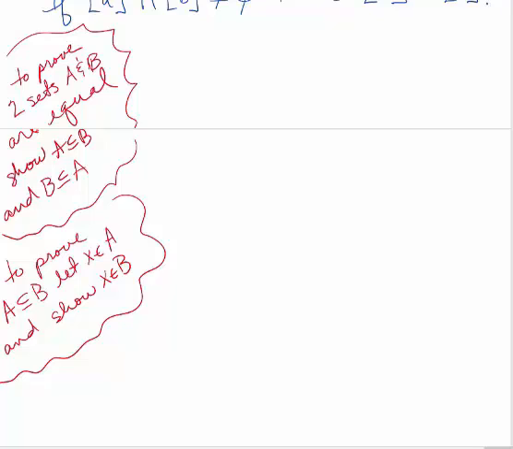So what I'm writing in red is something you should include in a set of notes, maybe on a separate page, on how to prove things. If you're going to prove that two sets are equal, you must show that one is a subset of the other, and vice versa. So if you want to show sets A and B are equal, show that A is a subset of B and B is a subset of A. Well, how do you prove that A is a subset of B? Let X be in A and show that X is in B.